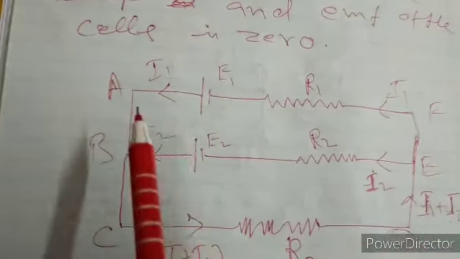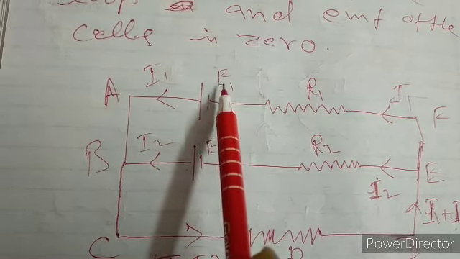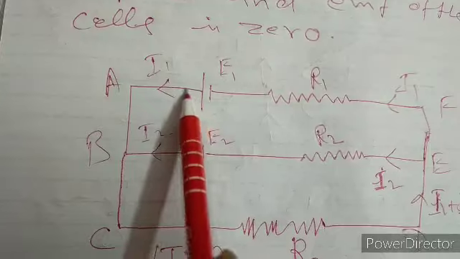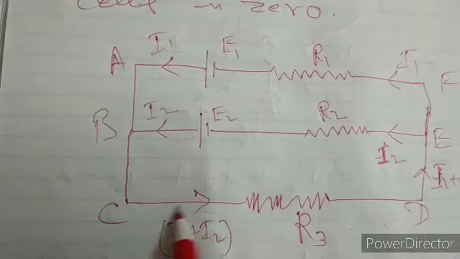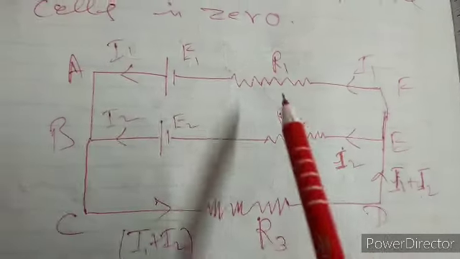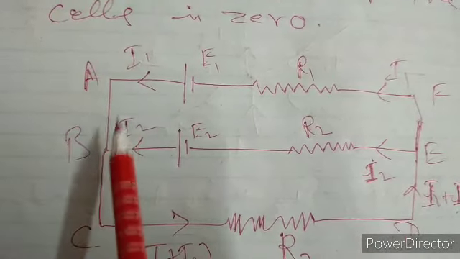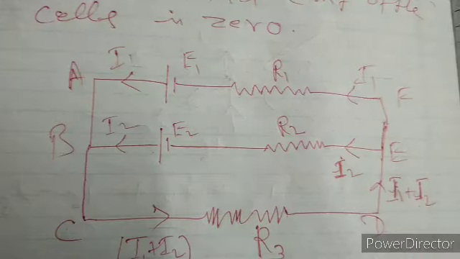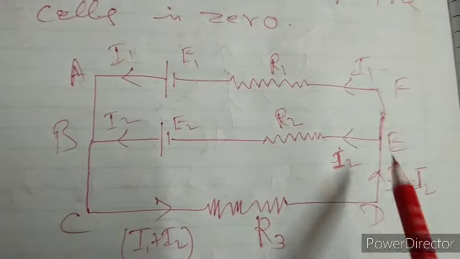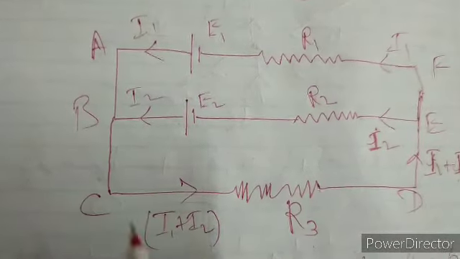First consider this circuit. There is a battery having EMF E1, another battery having EMF E2. This is connected like this. And this is resistance R1, this is resistance R2, this is resistance R3. Then A, B, E, F, A is forming a closed loop. B, C, D, E, B is forming a closed loop. A, B, C, D, E, F, A is forming a closed loop.